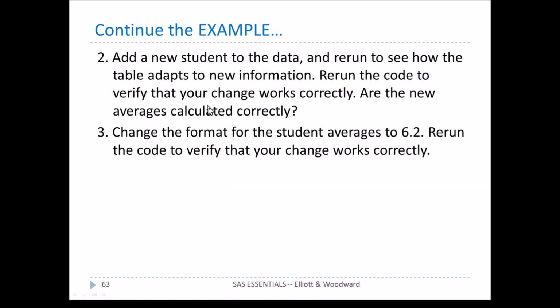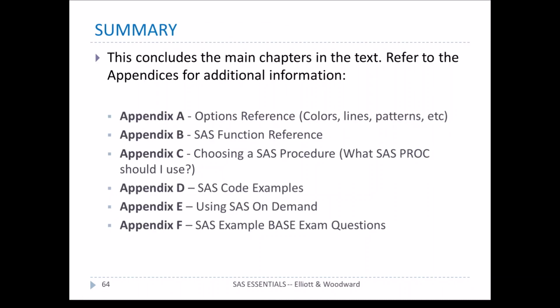All right, so just as an example, add a new student to the data and rerun to see how the table adapts to the new information. So this table will expand ad infinitum as you enter new students. So we've created a generalized program, and you can add as many students as you want. We can change the format for the student averages to 6.2 if we want to, and see how that would also run correctly.